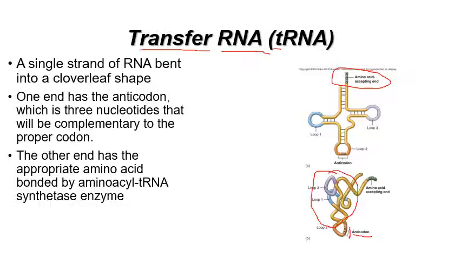Okay, and then it has an amino acid accepting end. This is where the amino acid will be bound. Okay, what codon, anticodon here, depends on what amino acid is here. Because remember, the codon codes for a specific amino acid. And so the anticodon, the complementary, would only hold on to that specific amino acid. Okay.